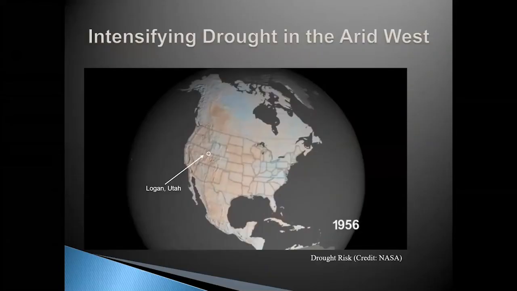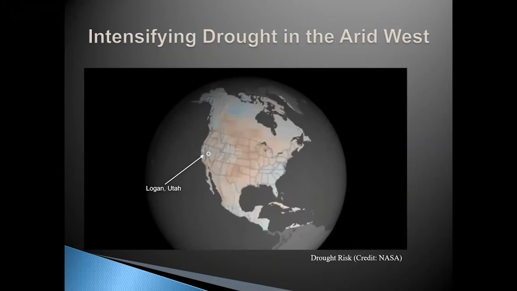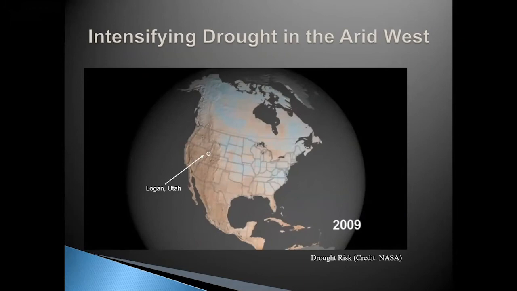In the backdrop and providing much of the precedence for our research is drought. And drought is anticipated to intensify across much of the United States within the century, particularly here in the arid West. Water scarcity is predicted to have significant impacts not only upon crop production, but also their agriculture pests.